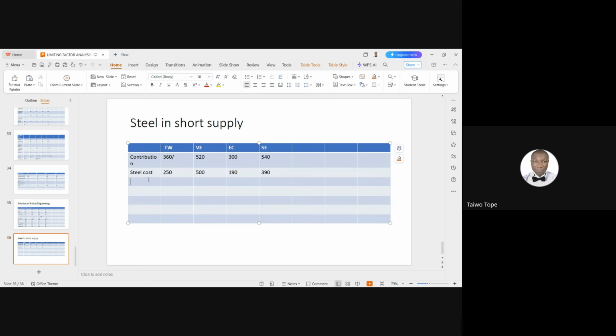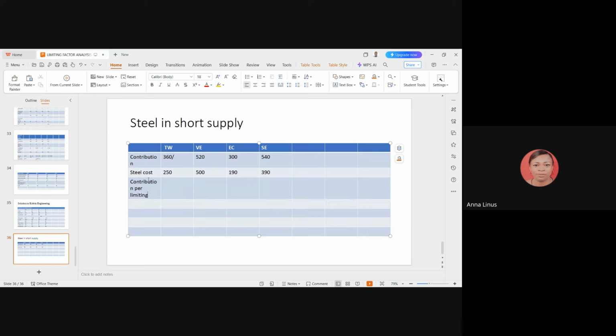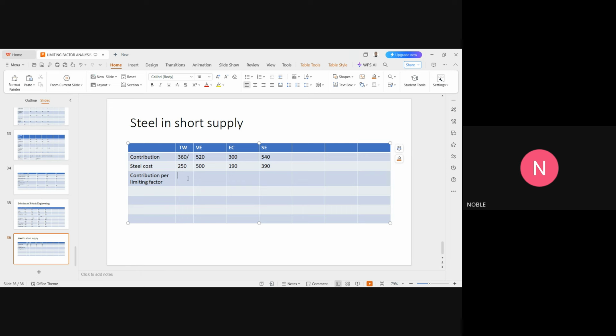So when you divide 360 by 250, what will you have? 1.44. Okay, you have it as 1.44. Now for VE is what? 1.04. And for EC is what? 1.5. And for SE it is what? 1.6.